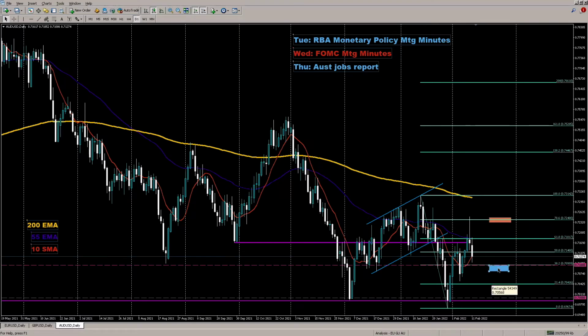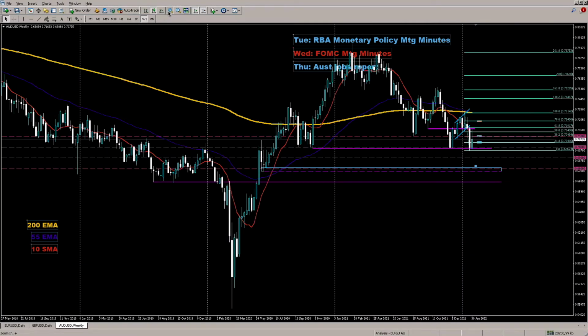And for now, there's support at the 38 Fib at this round figure, 7100. And in case it does dip further, there's the 21 Fib as well.